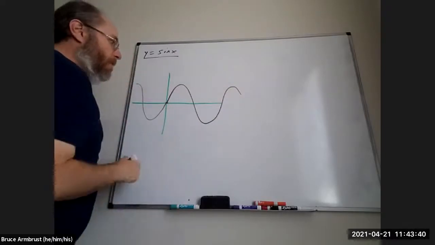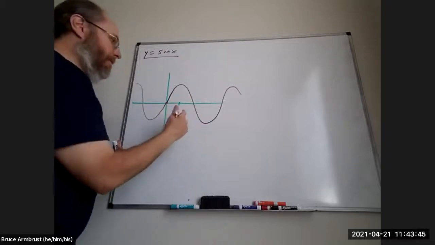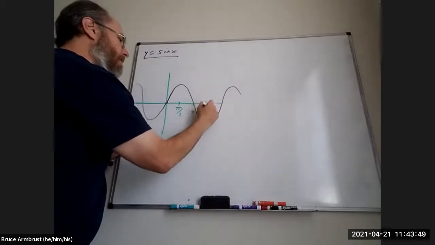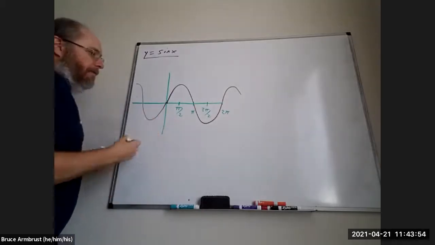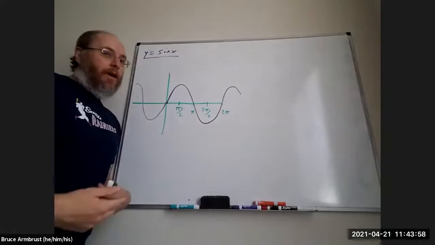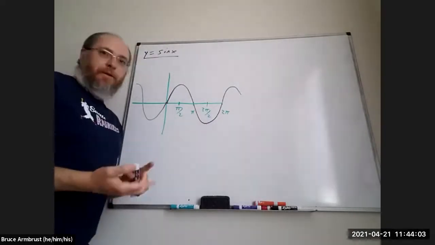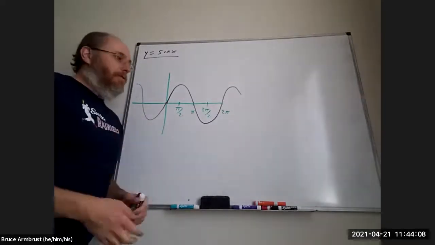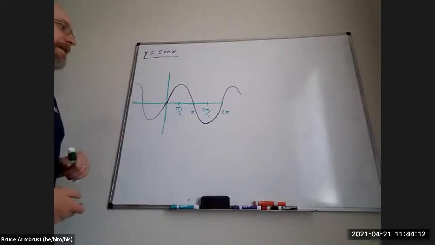And so the x values, theta values, the angle values here, for these respective points are pi over 2, pi, 3 pi over 2, and 2 pi. Every pi over 2, you get another one of the key points. And it just goes from a 0 to a max to a 0 to a min, to a 0 to a max to a 0 to a min, so on and so forth. All right. So that's what the graph of sine looks like.